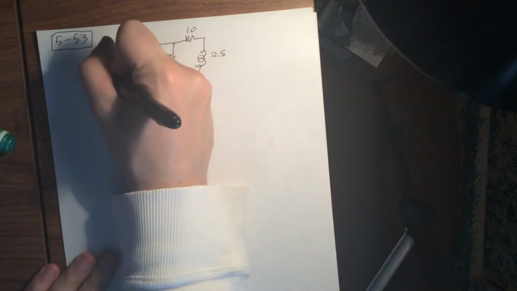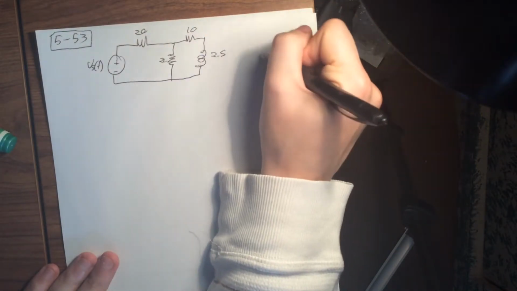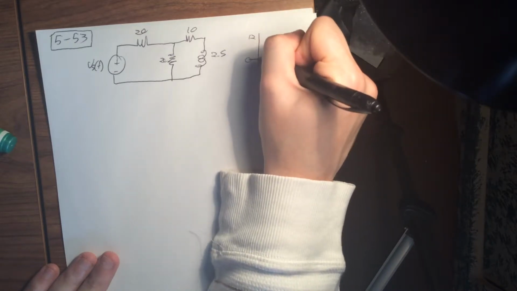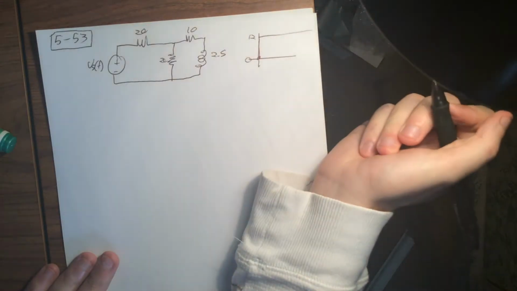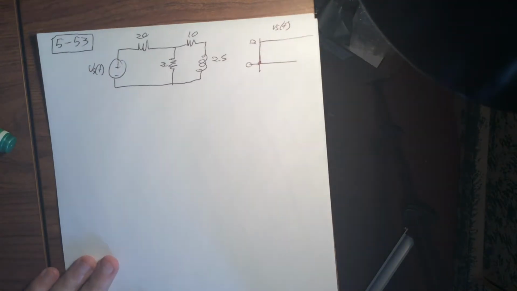Yes, Vs of t is that step function, which I'm just going to draw over here. It's essentially saying that this is 0, this is 12. At 0 we get our step up. That's all v of t is, Vs of t, the voltage source of t.